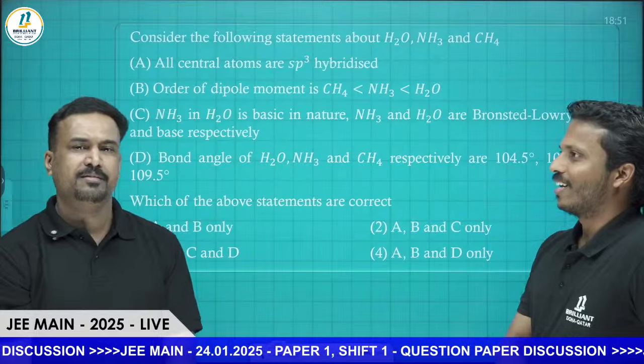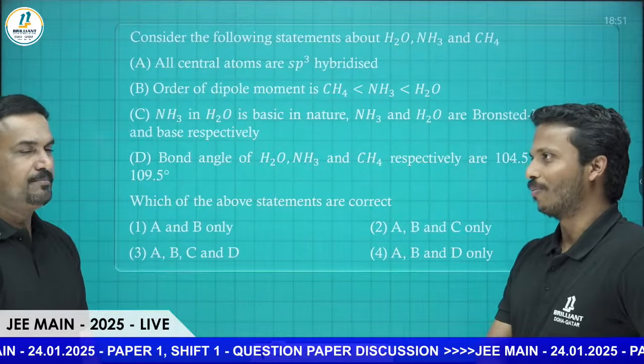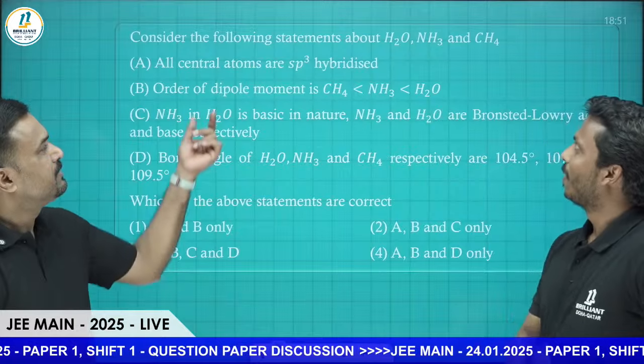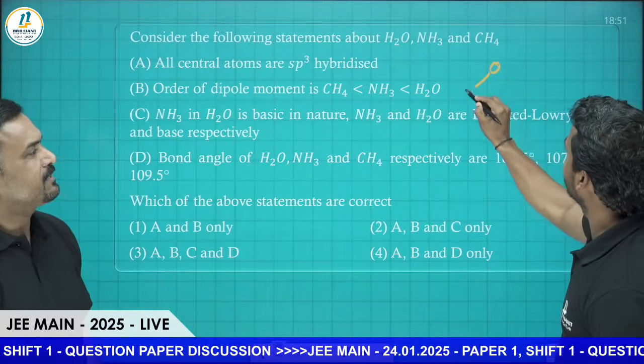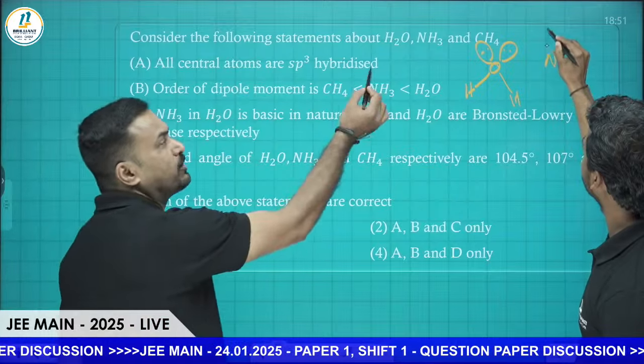Consider the following again. This is comparatively an easy, direct question, I hope. Chemical bonding, we have to focus more. Easy questions are there. Central atoms are sp3 hybridized, correct? Yes. Everywhere sp3 hybridization, because total electron pair is 4, that you can check.